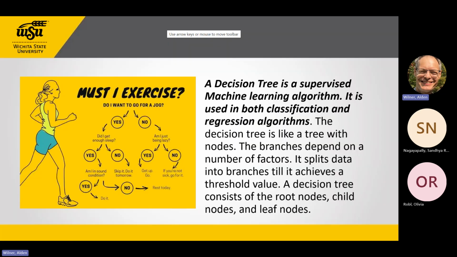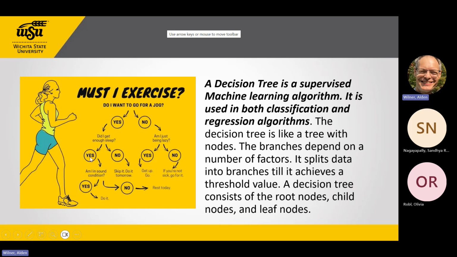So anyhow, decision trees. It's simple enough. Here's a simple binary decision tree. Should I exercise? Do I want to go for a jog? No. Well, am I just being lazy? Yes. Okay, get up and go. No. Well, if you're not sick, you should still go for it, right? But if you're sick, okay.